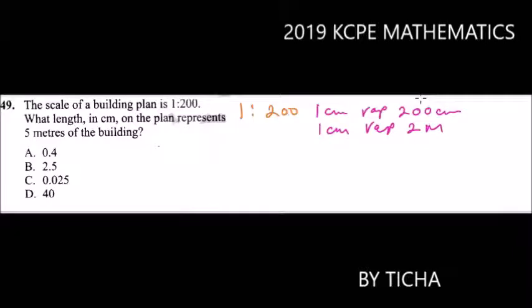Since we have 5 meters, you divide by 2, and this will be represented by 2.5 centimeters. Because 1 centimeter is 2 meters, the other centimeter is 2 meters, and we are left with 1 meter, which will be represented by 1/2 centimeter. Checking the answer, B is the correct answer, so you shade that answer.